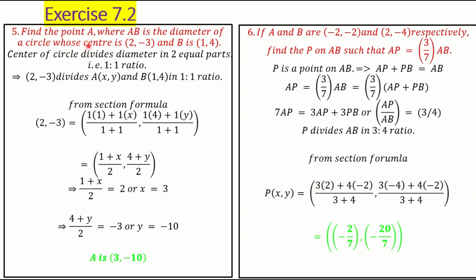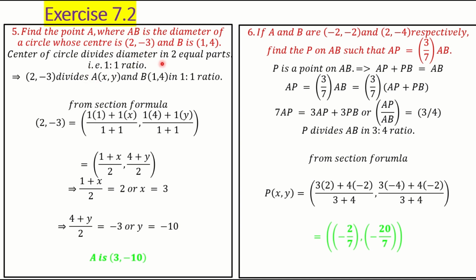Find the point A where AB is the diameter of a circle whose center is at this point and B is 1 comma 4. Okay, AB is the diameter of a circle. So basically we need to find exactly the other end of the diameter, and this is the center.